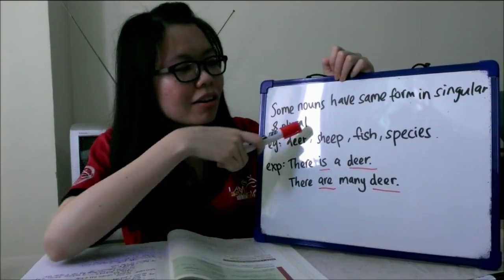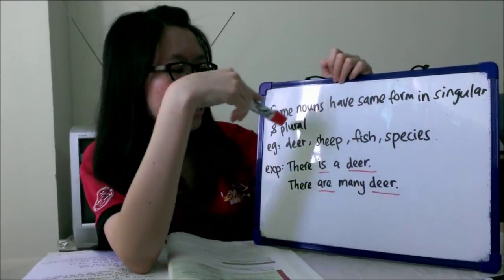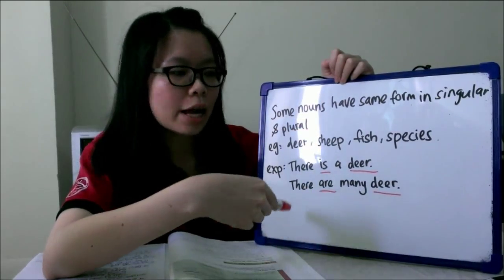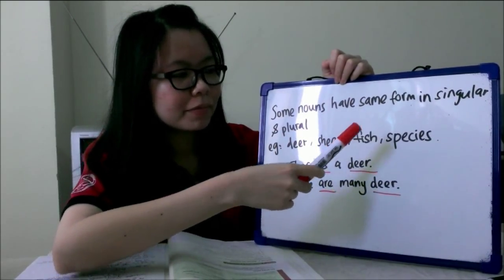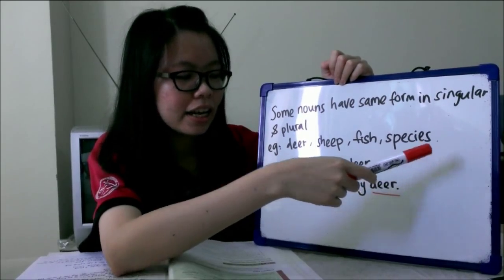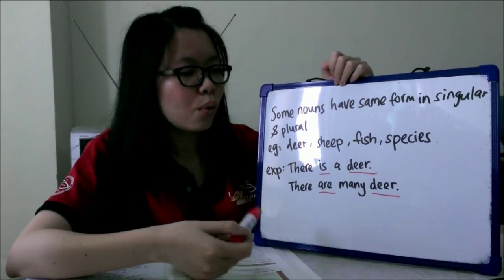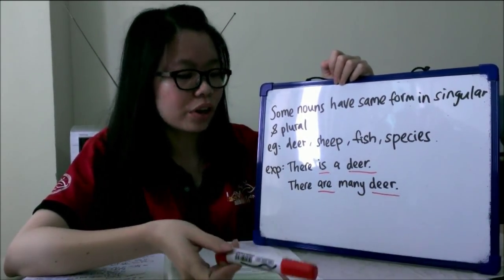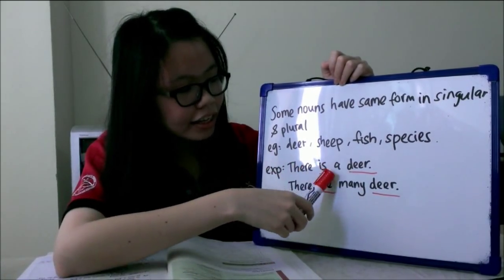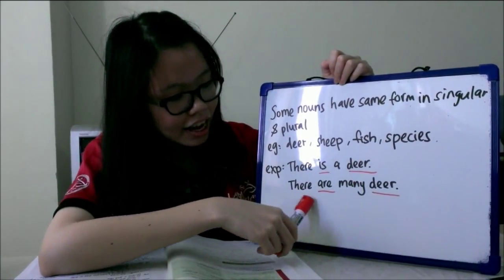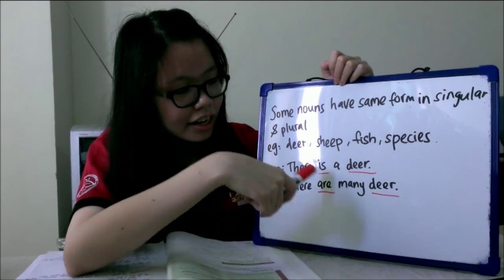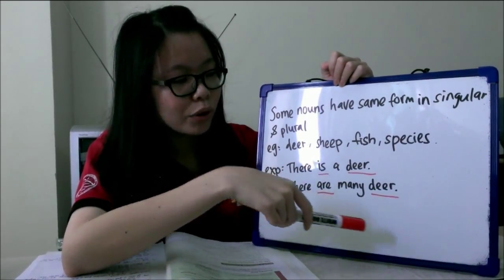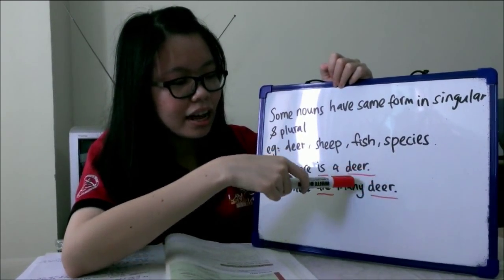Besides, there are some nouns that have the same form in singular and also plural. For example, deer, sheep, fish, species. They will remain the same when they are in singular or in plural. For example, there is a deer. There are many deer. In these two cases, they will remain the same as deer.